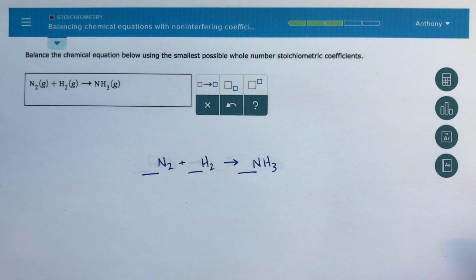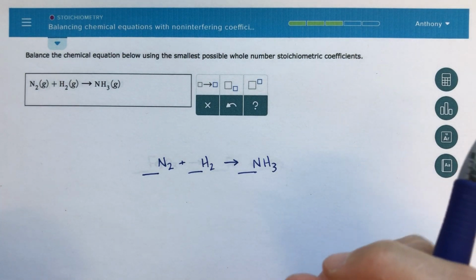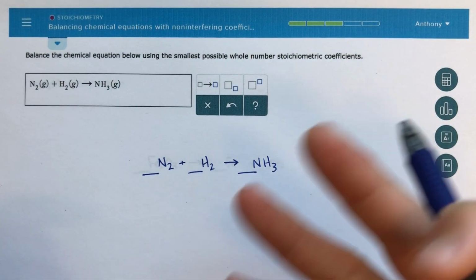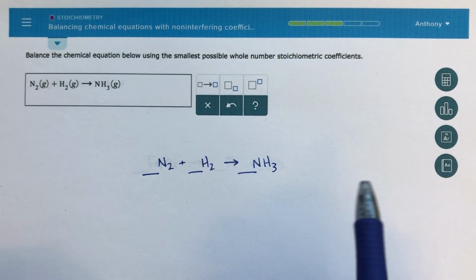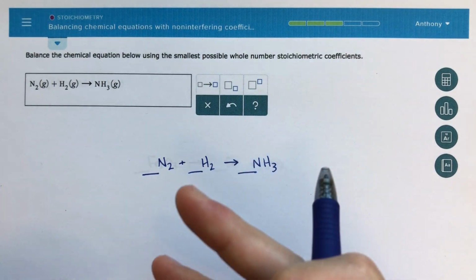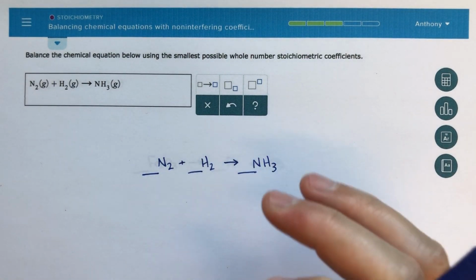All right, welcome back. So this is another ALEKS topic called balancing chemical equations with non-interfering coefficients. This is definitely a very good introduction topic to this idea of balancing chemical equations and how we would do that. Obviously, as we push this a little bit further, you're going to get more complicated examples, but we'll get there when we get there.